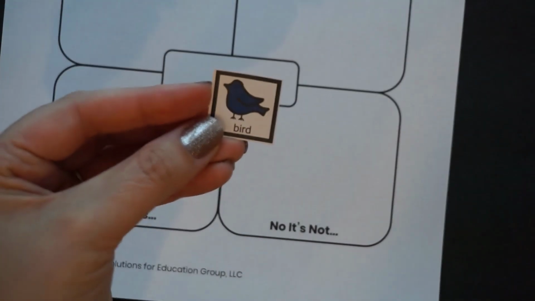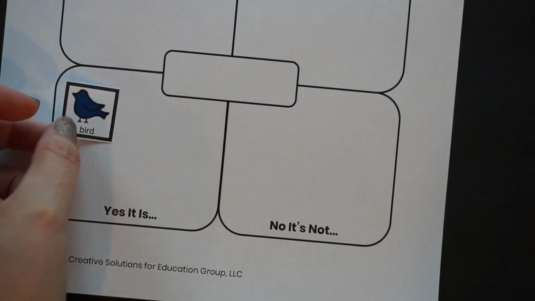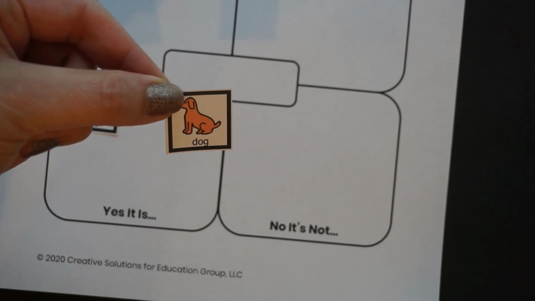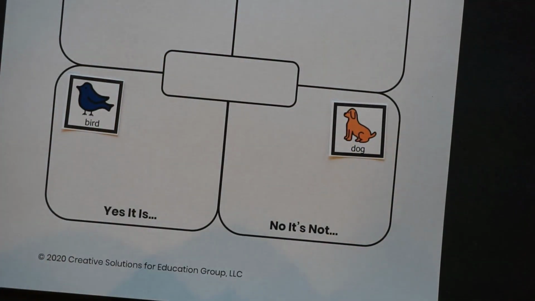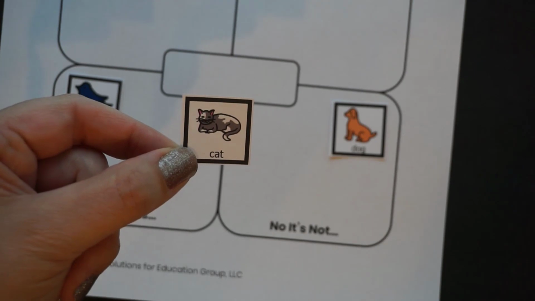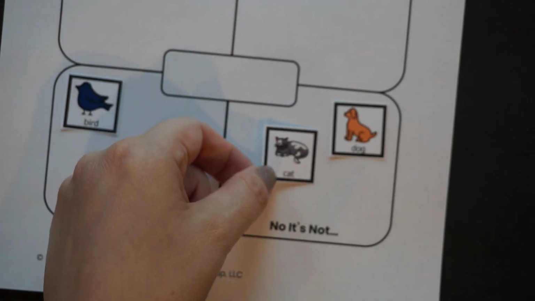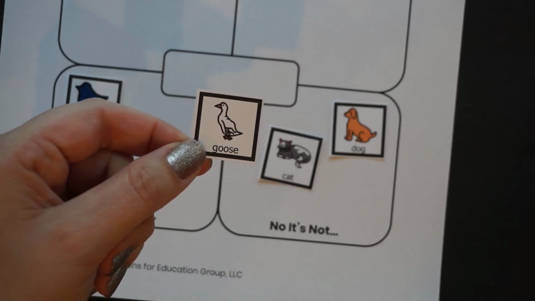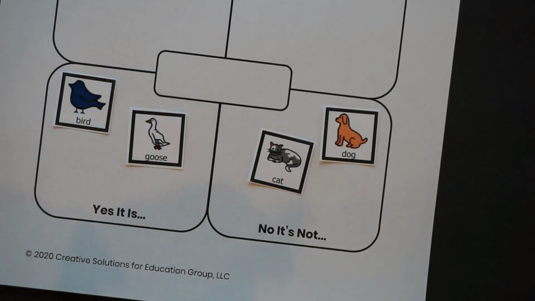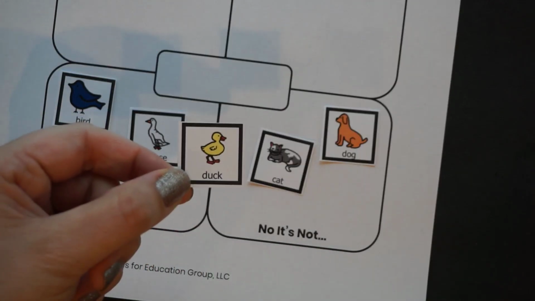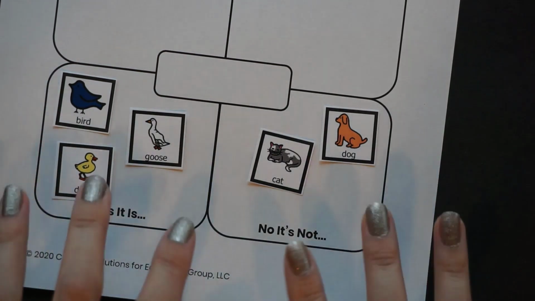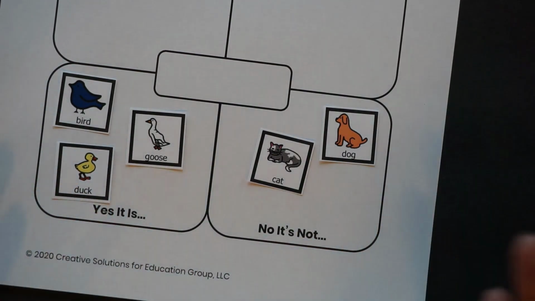So we would show them this, okay, a bird. Yes, it is. That's an example. A dog. No, it's not a bird. A cat. Is that type of a bird? No, it's not. How about a goose? Yes, it is a type of a bird. How about a duck? Yes, it is a type of a bird. So you've just taken a much more complex task and you've made it simpler by throwing in some pictures there.